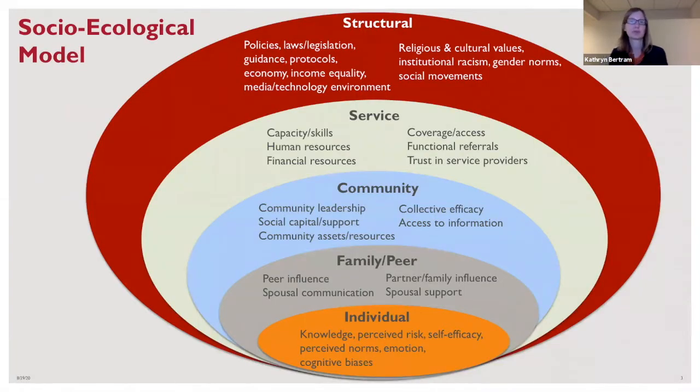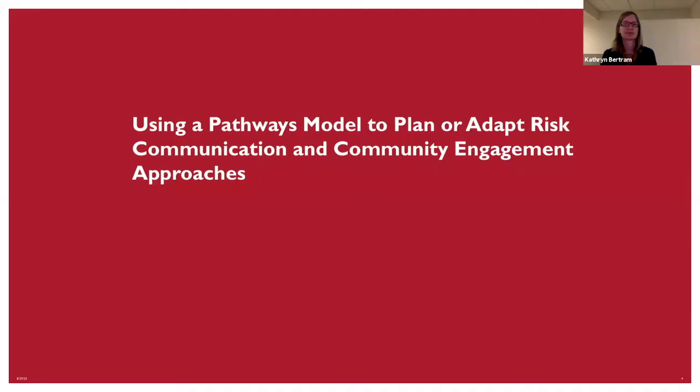So while this socio-ecological model was covered in the introduction to risk communication and community engagement session, this is just a very brief refresher because it relates to this session. This model illustrates drivers of behavior within different levels, showing that what happens around us matters when it comes to our decisions. The levels in a socio-ecological model usually include individual, family, peer, community, service, and structural. So we can consider these drivers and plan accordingly to create an enabling environment for the uptake of optimal behaviors.